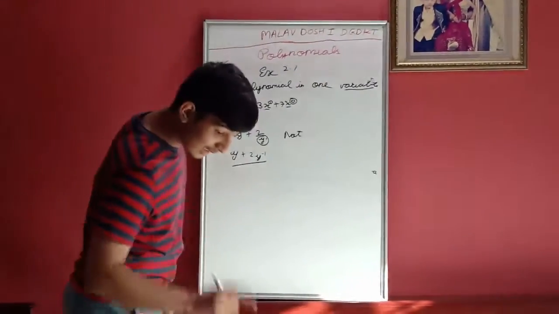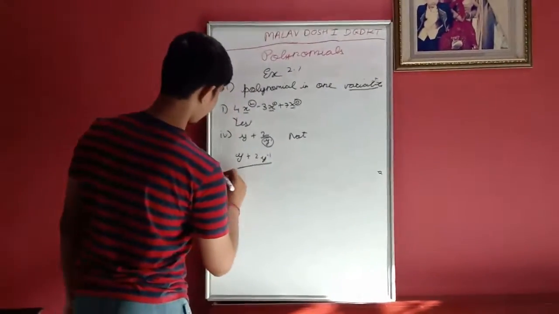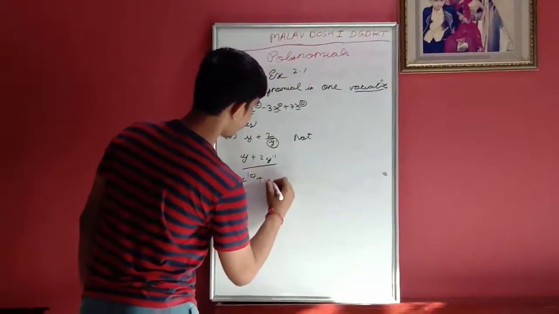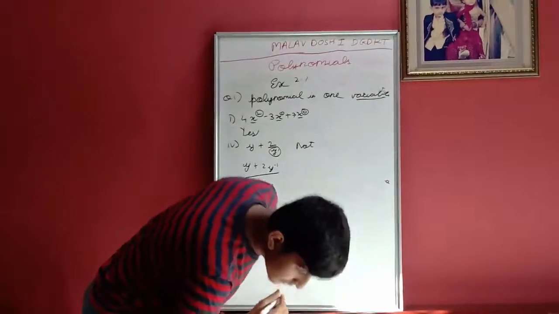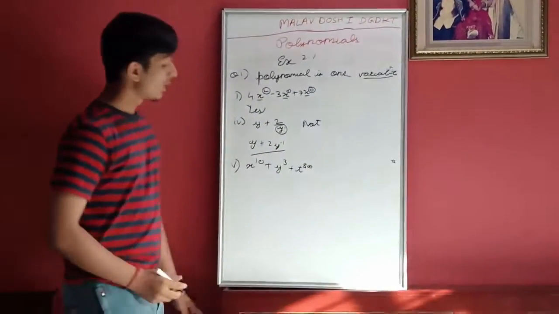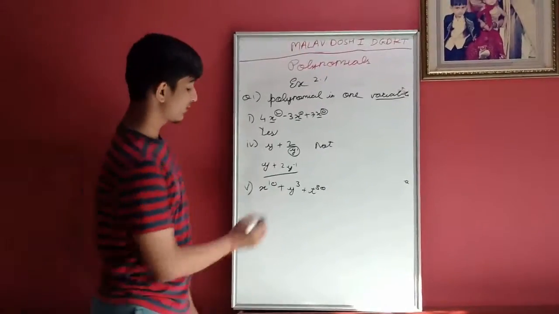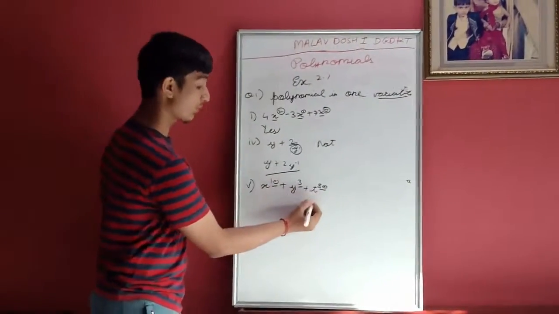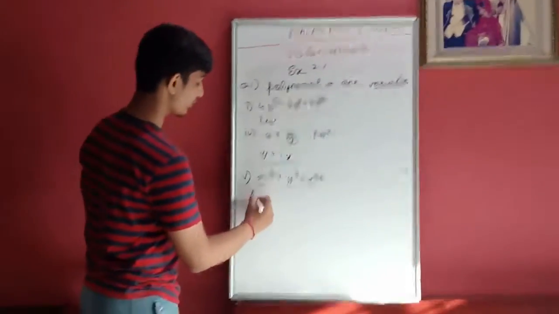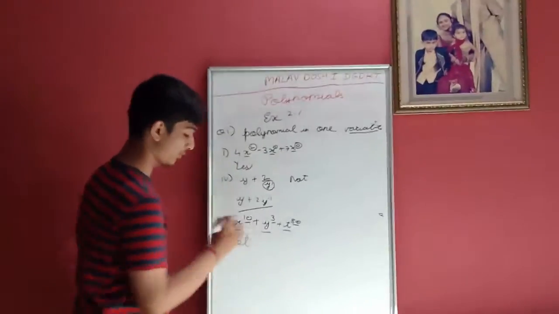Now let's take the last sum of this, which is x raised to 10 plus y raised to 3 plus t raised to 50. Now here the condition is satisfied that these degrees are whole numbers, but the variables are different. Therefore this is also not a polynomial.